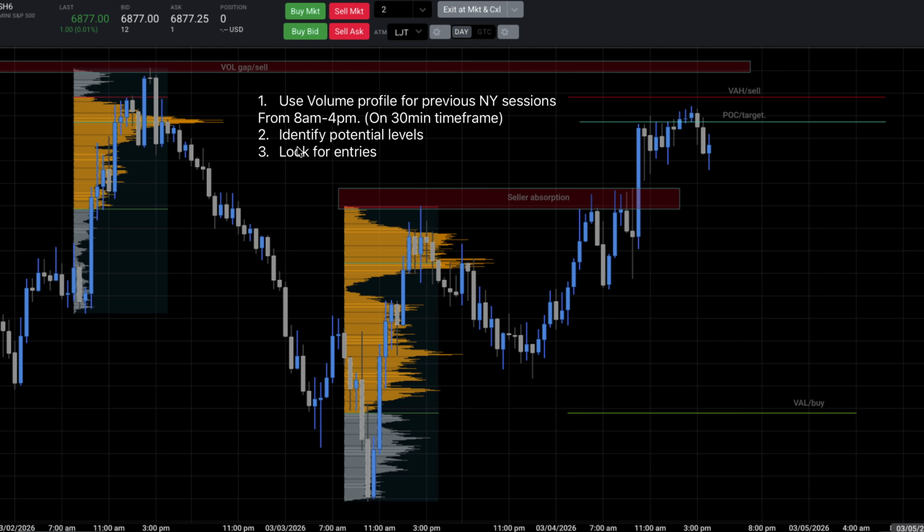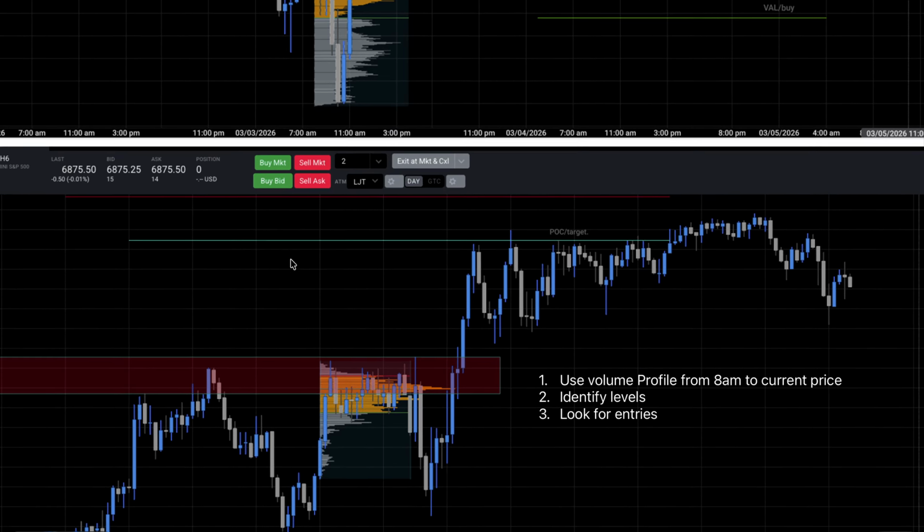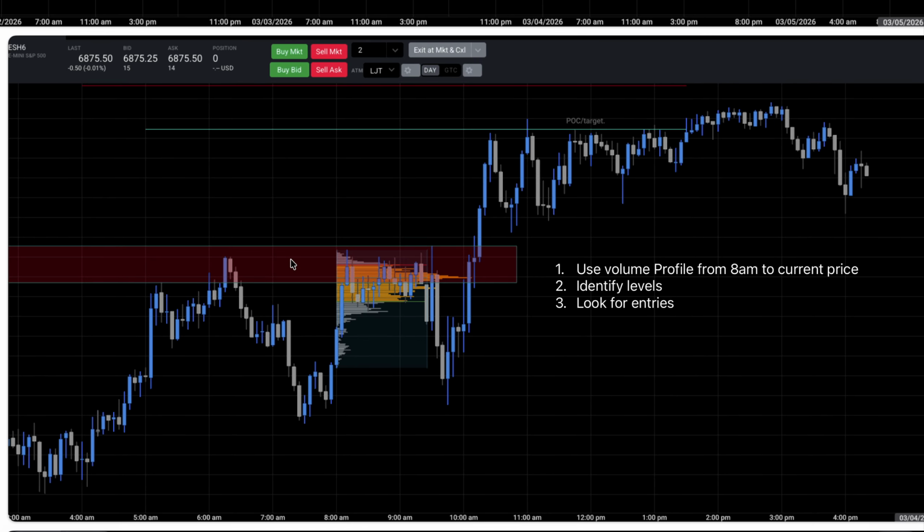And after that, we look for entries. So looking for entries is the same process. We just scale down to the 5-minute time frame and we look for entries. Now this is 9:20 right here. This candle right here is 9:20. This blue candle is 9:30 market open.